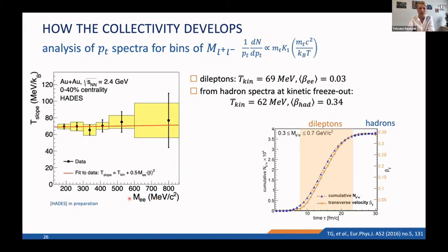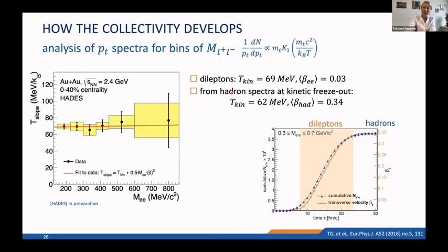Here you can see a measurement from the CIS-18 energy regime, the lowest one we have, showing the kinetic temperature and also the expansion velocity, which one extracts by fitting the data with a well-known simplistic formula. One can see that the temperature extracted in this way is roughly 70 MeV with an expansion velocity which is extremely small. And this is different from what we extract from the analysis of the PT spectra of the hadrons, which are measured at the freeze out.